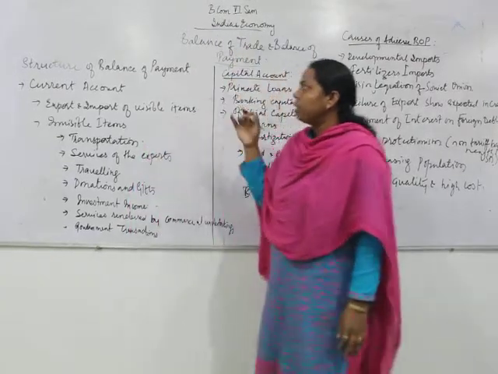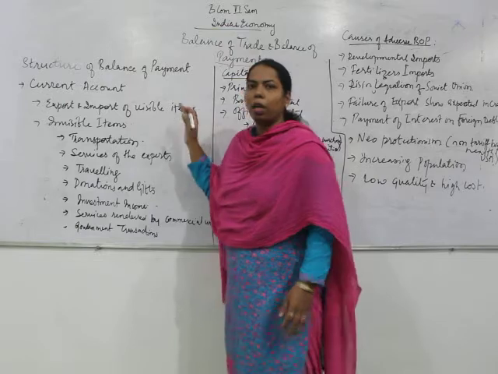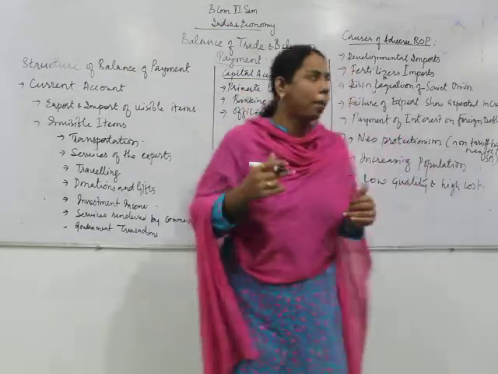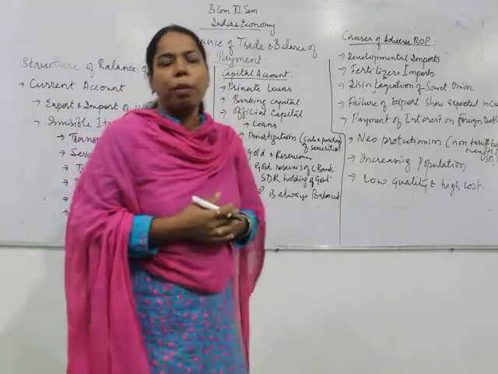So we will see the structure of the balance of payment. Balance of payment basically has two aspects or two accounts: the current account as well as the capital account. These are the two accounts which are part and parcel of the balance of payment.